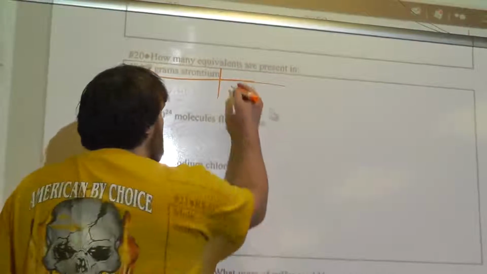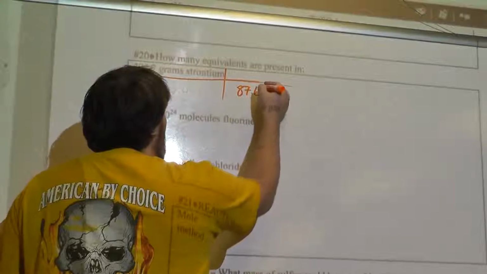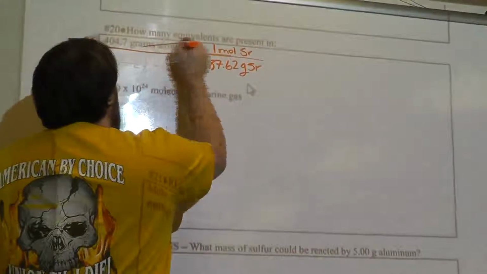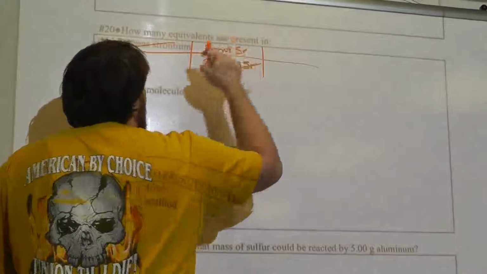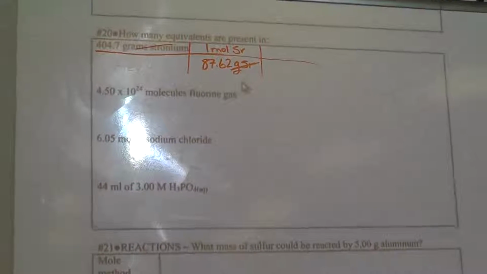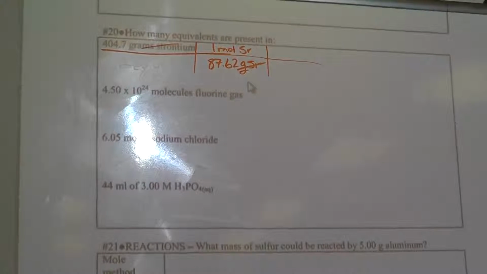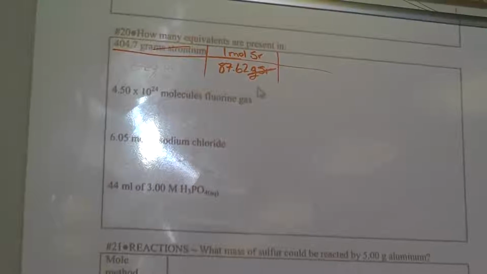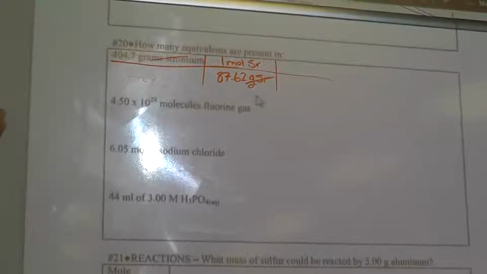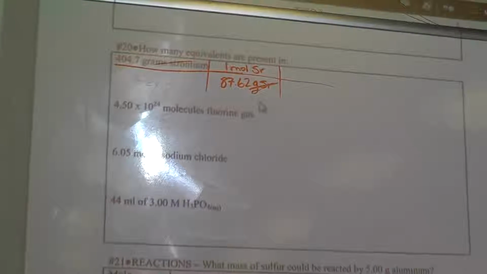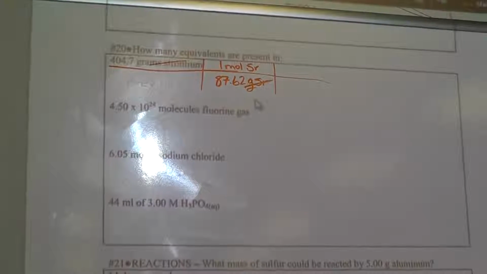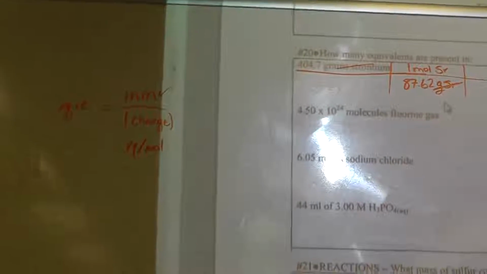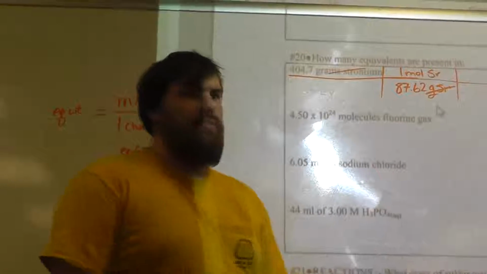So for strontium, we want to use 87.62 grams per mole. And that's going to get us out of grams and into moles. Now if you remember back to your setup for equivalent weight, we've utilized this conversion factor already, right? We want to utilize our charge now, which is in units of equivalents per mole. Well, that's great because we need to get out of moles and into equivalents. So what's the absolute value of the charge for strontium?